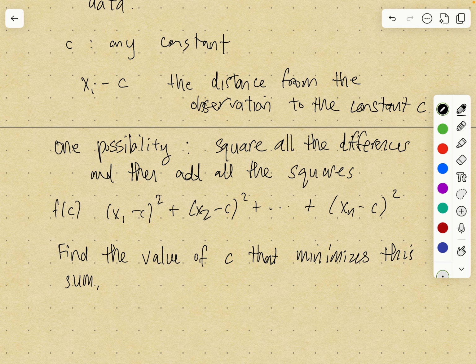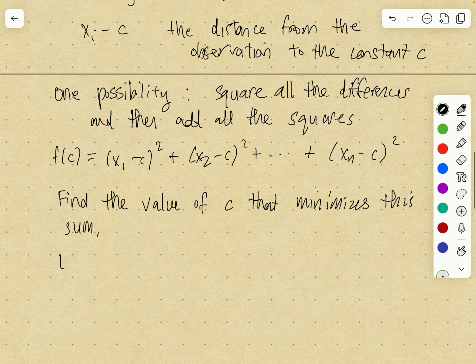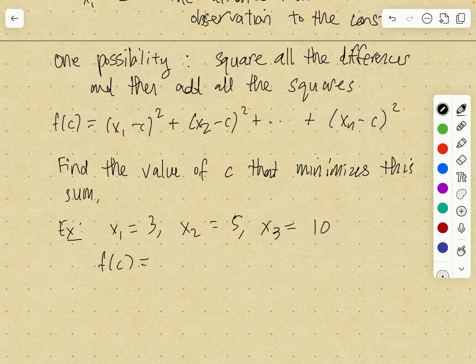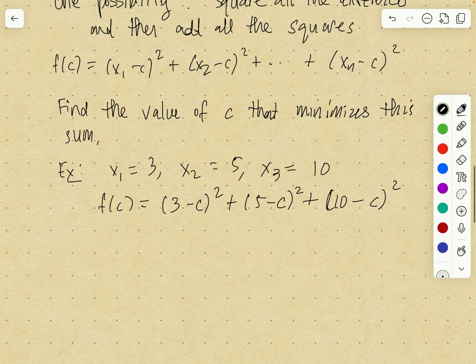Let's call this function of c, f of c. Remember that in this case, your x1 through xn are constants that you're given. So for instance, suppose that your x1 was 3, x2 was 5, and x3 is 10. Suppose you have 3 data points. Then the function we're talking about is 3 minus c squared plus 5 minus c squared plus 10 minus c squared. Well, that's something that we can do with calculus.